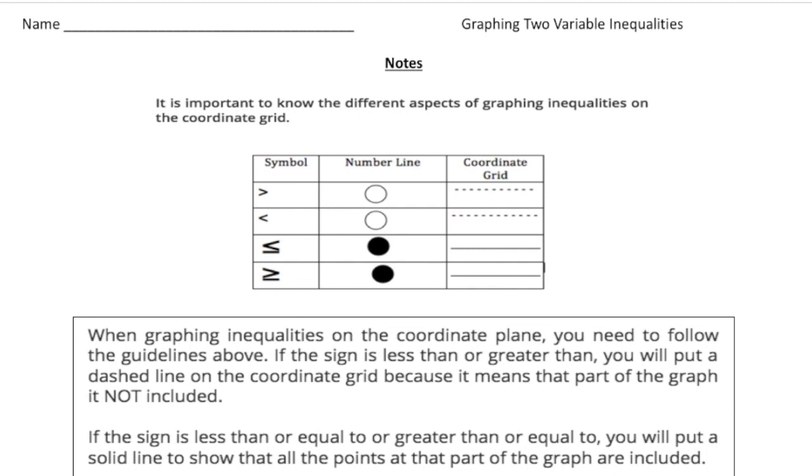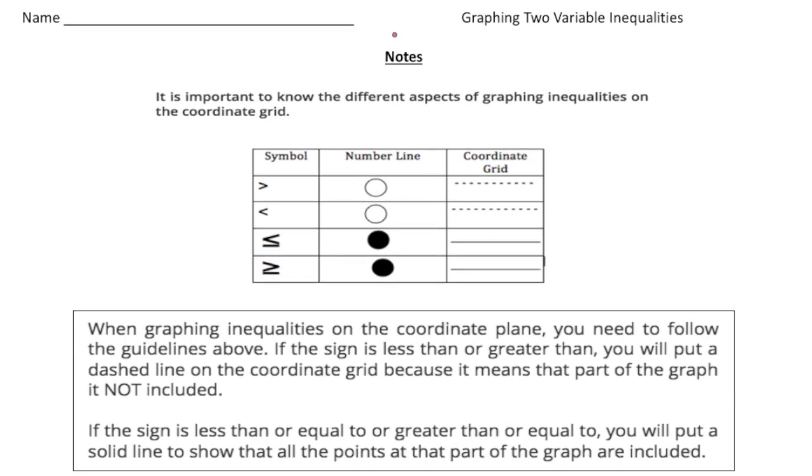let's talk about some of the differences here. It's important to know the different aspects of graphing inequalities on the coordinate grid. When graphing inequalities on a coordinate plane, you need to follow the guidelines above. If the sign is less than or greater than, you will put a dashed line on the coordinate grid because it means that that part of the graph is not included. Please underline the word not. If the sign is less than or equal to, please underline equal to, or greater than or equal to, you will put a solid line to show that all the points at that part of the graph are included.